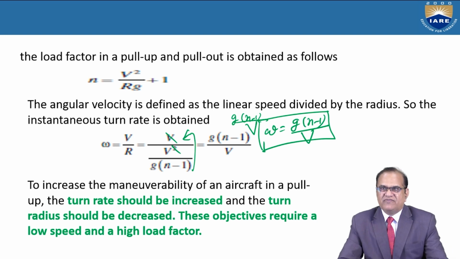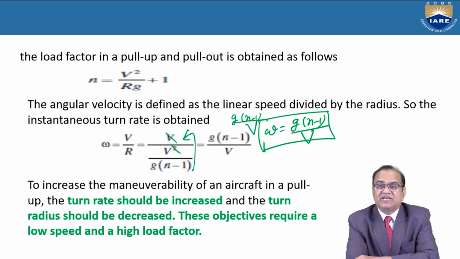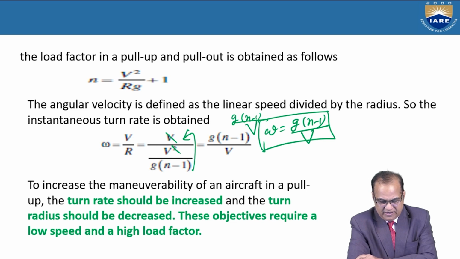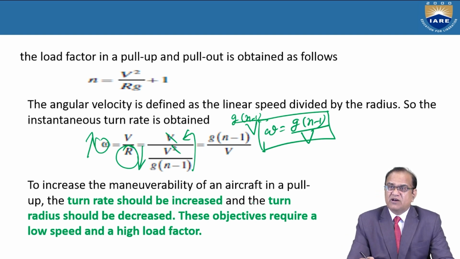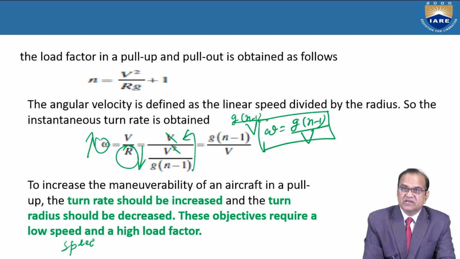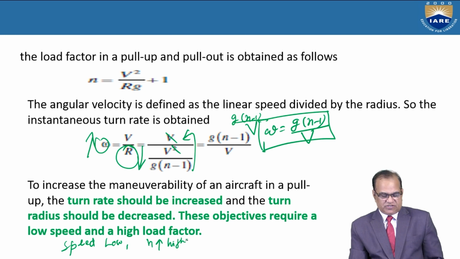To increase the maneuverability of an aircraft in a pull up, the turn rate should be increased. So omega should be increased and the turn radius should be decreased. This objective requires a low speed and a high load factor. So if you want to increase maneuverability, your aircraft should be a high maneuverer. Omega should increase while the radius decreases. So speed should be low and n high. These are the few criteria which we have to maintain.